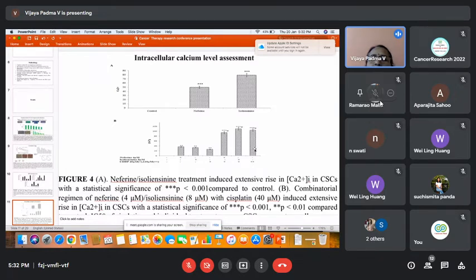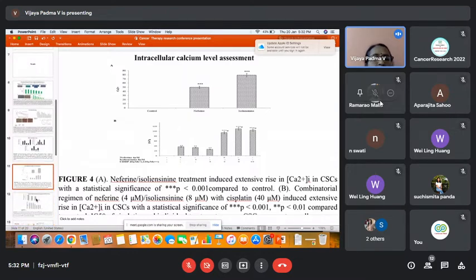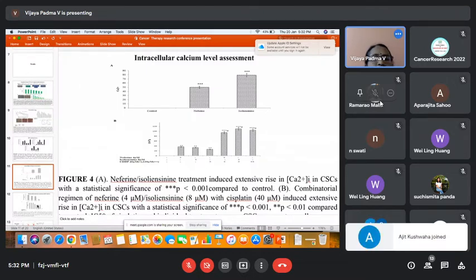So the intracellular calcium levels in the different combinatorial regimen groups were on par with the cisplatin IC50 dose. So for comparison, we have chosen the IC50 dose in resistant cells also.